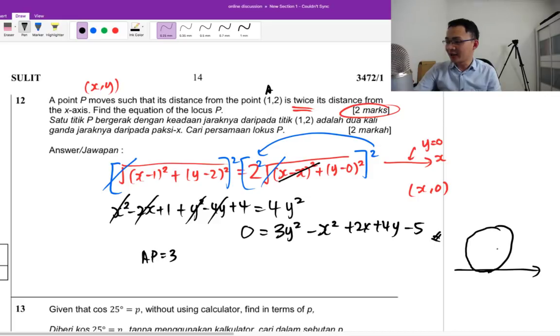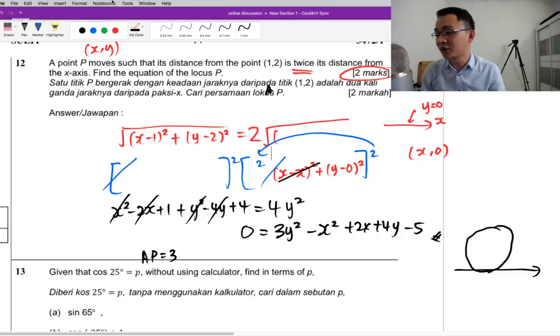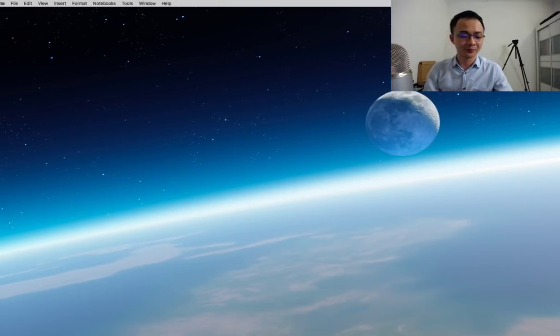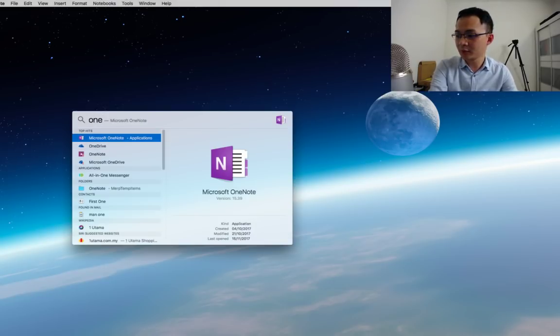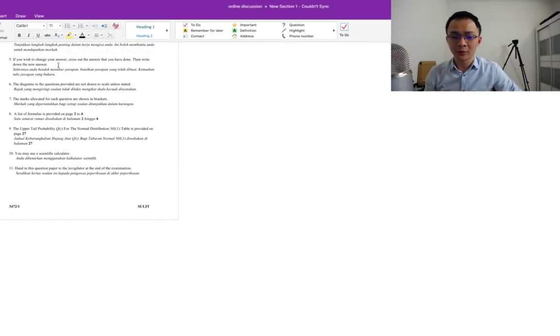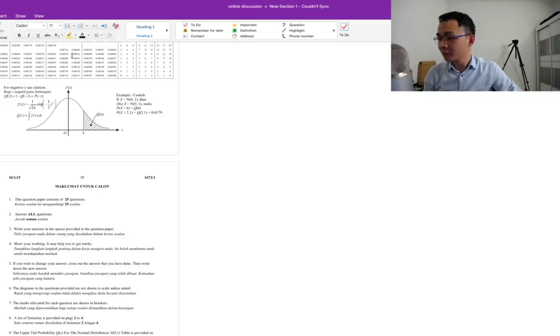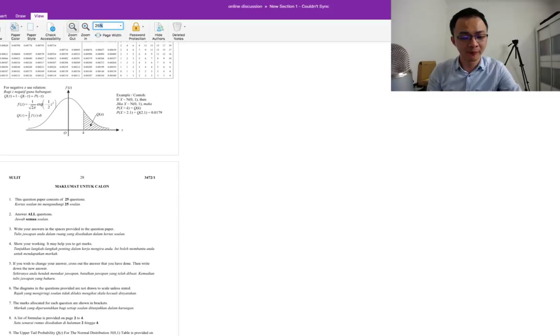Okay, and then this locus P actually is, oh my god, it's hanging. Just give me a while because it's stuck already. So you can see it's stuck. So I will need to close it and open it again. Okay, so let me change the view to 250.